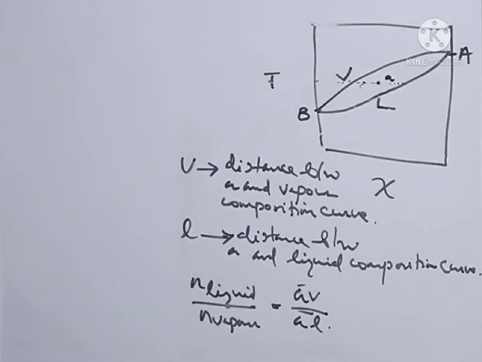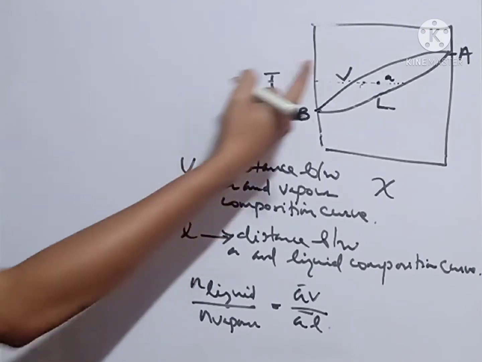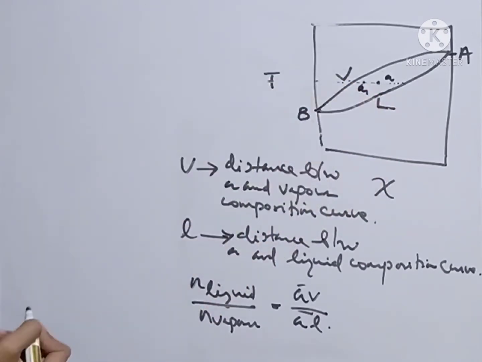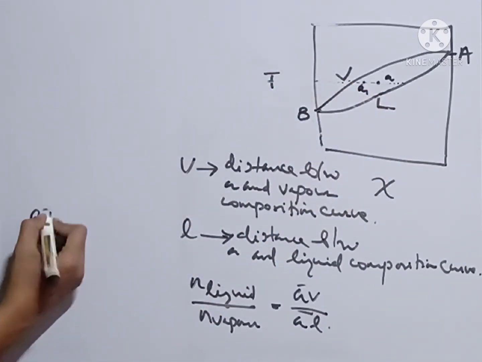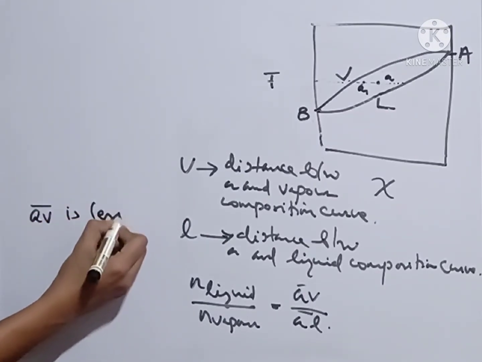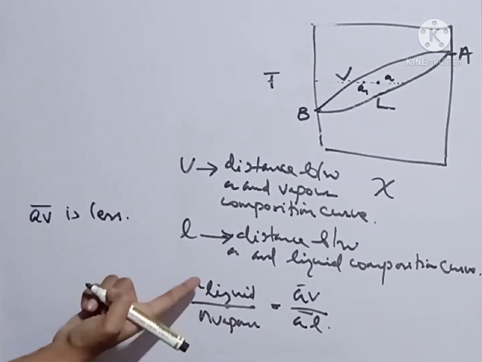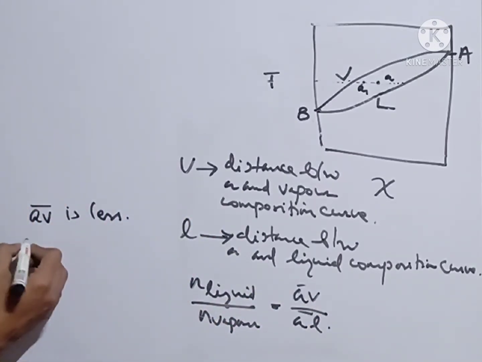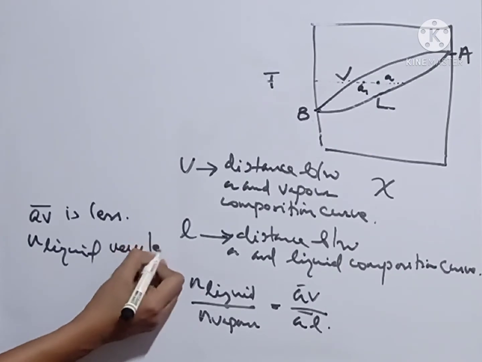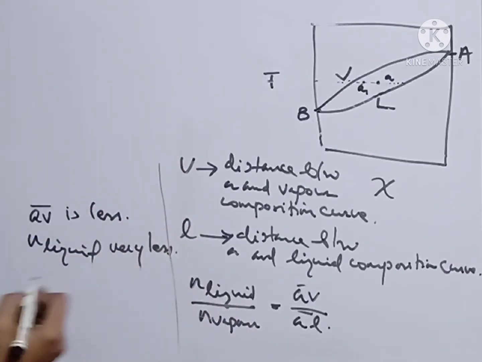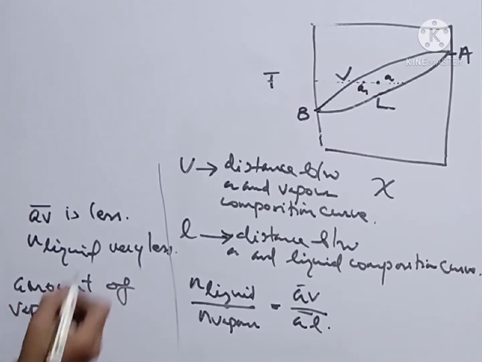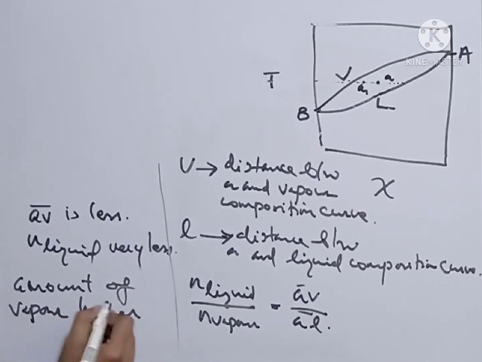So from this equation, it is clear that if we consider a point which is very close to the vapor composition curve, then the distance AV is very less. AV is less, right? So from this equation, it is clear that when the distance AV is very less, then N liquid will also be very less. That means the amount of vapor will be higher in the composition.